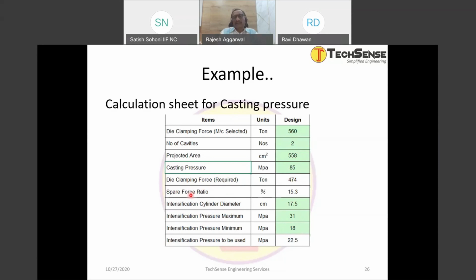And this is the spare force ratio, or the factor of safety. So the requirement of the clamping force is 474 with this pressure and this area, and the machine available is 560 ton. We still have a safety factor of 15.3%. So that is the basic understanding of the casting pressure. Are we getting it? So these are the key variables which are used in the die casting process.